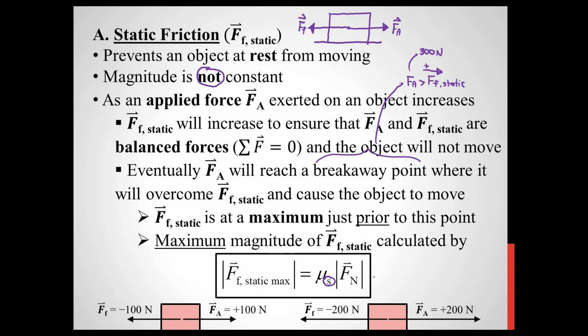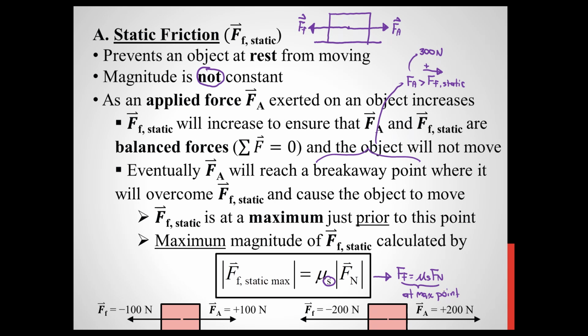In fact, if I wrote this equation out, I'd make it a bit simpler. I would just write down the force of friction, FF, is mu s times Fn. That's the magnitude of the static force of friction, although this equation is only useful at the maximum point. We'll call that maximum point the instant before the breakaway point.